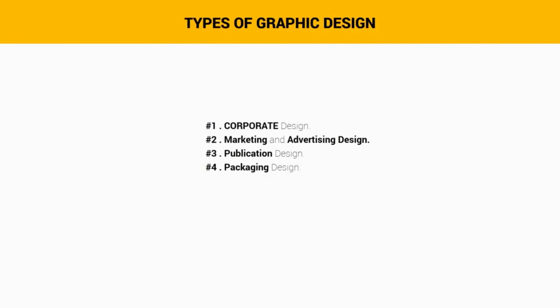Types of graphic design. Graphic design has become pretty multifaceted. The overall concept is composed of different fields and specializations. Here are some of the most common types of graphic design. Number 1. Corporate design. Number 2. Marketing and advertising design. Number 3. Publication design. Number 4. Packaging design.